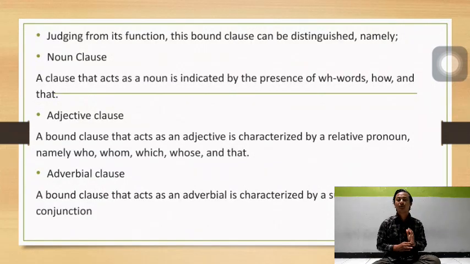Judging from this function, this bound clause can be distinguished, namely, first is noun clause. That is a clause that acts as a noun, indicated by the presence of the words why, how, and that. Adjective clause is a bound clause that acts as an adjective, characterized by a relative pronoun, namely who, whom, which, whose, and that. Adverbial clause is a bound clause that acts as an adverbial, characterized by a subordinate conjunction.